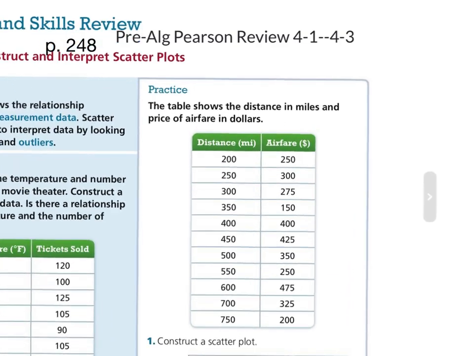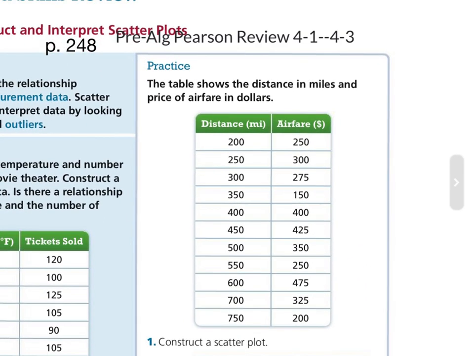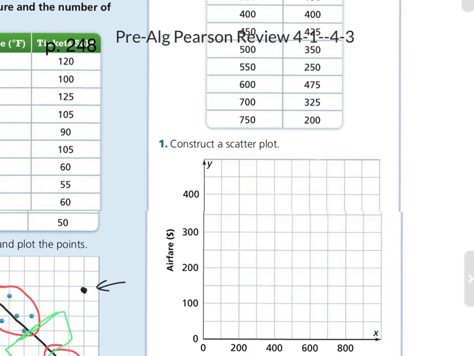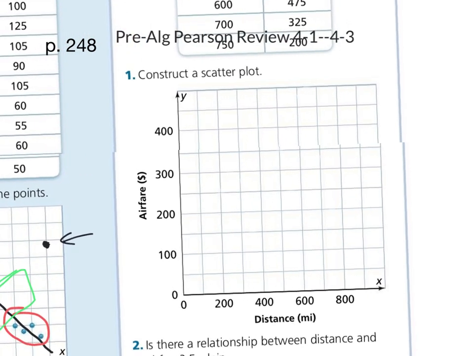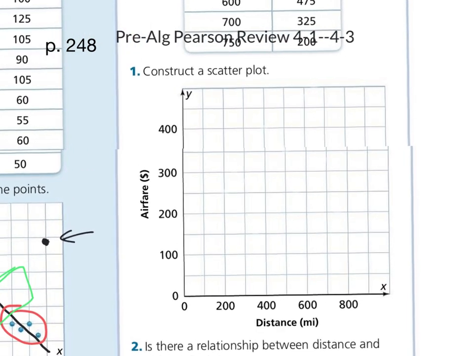If you look over to the right, they have a table showing the distance in miles and the price of airfare in dollars. And they want us to construct a scatter plot. Those are a lot of points to look at. I'm just going to pause this for a second and go ahead and get those put on there, and then we'll look at the results. Okay, so when we graph the points, they should look something like this.